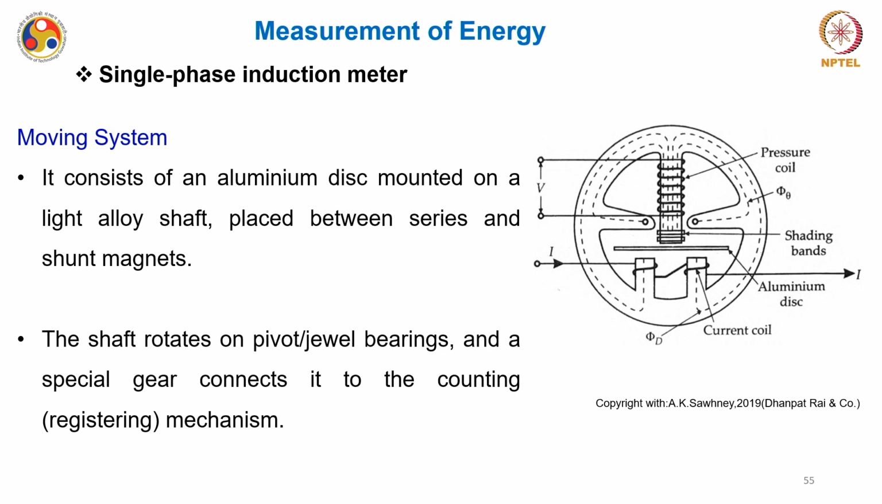Along with the driving system, we have a moving system which consists of an aluminum disc which is mounted on a light alloy shaft, which is placed between the series and shunt magnets. The shaft rotates on a pivot or jewel bearing, and a special gear is there to connect it with the counting mechanism or the registering mechanism.